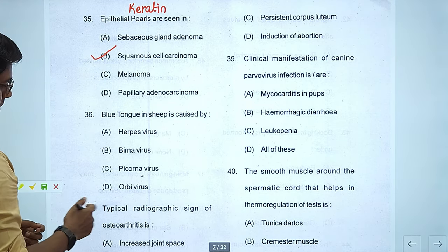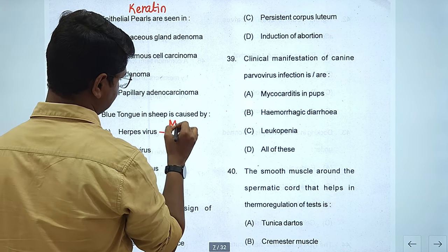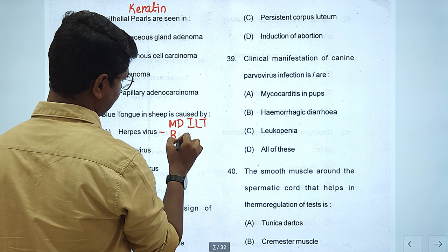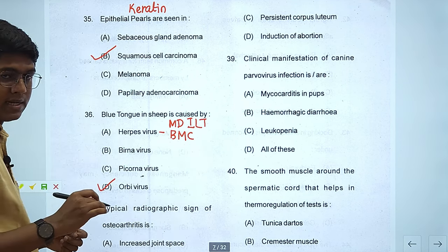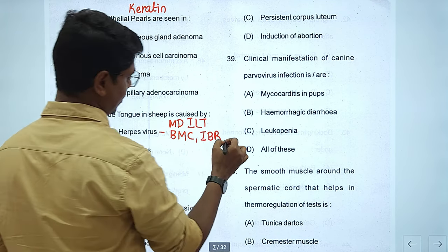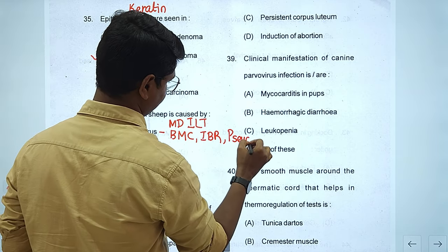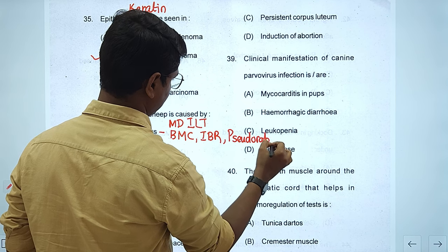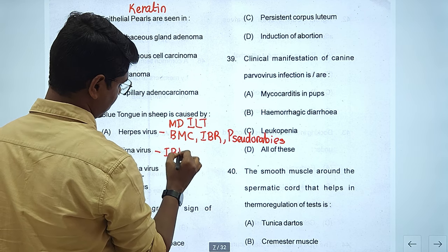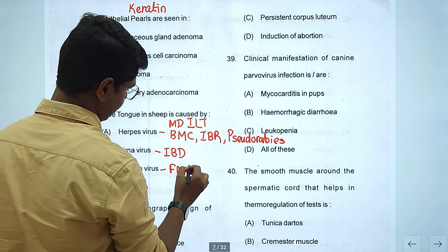Blue tongue in sheep is caused by Orbivirus. Herpes virus can cause Marek's disease and infectious laryngotracheitis. These are poultry diseases. In bovines, it can cause BMC, bovine malignant catarrh, then infectious bovine rhinotracheitis, IBR. It also causes pseudorabies. Birna virus causes IBD, infectious bursal disease. Picorna virus, I told you, causes FMD.